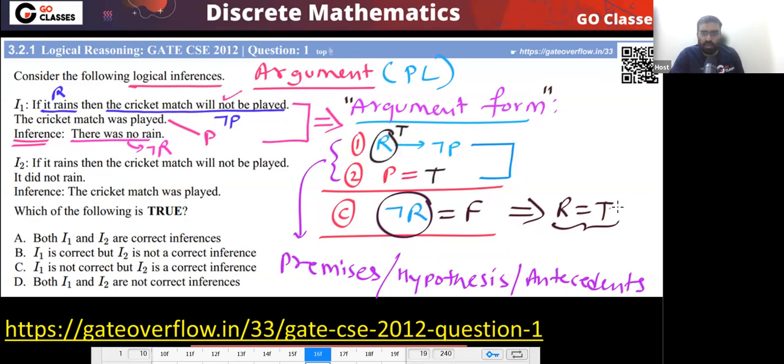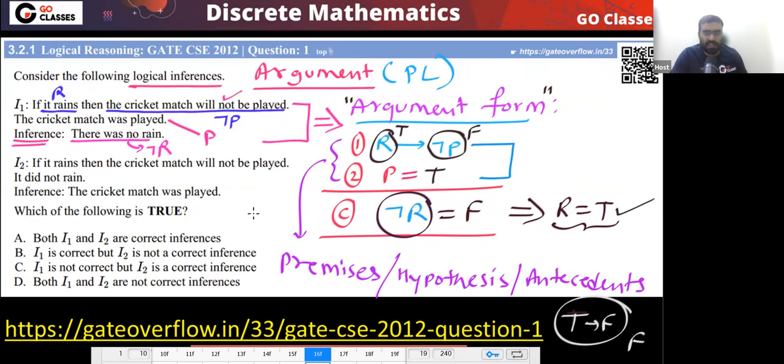You can notice R is already true. And you can notice this negation P. P is true, so negation P will be false. True implies false. What is that? True implies false is false.